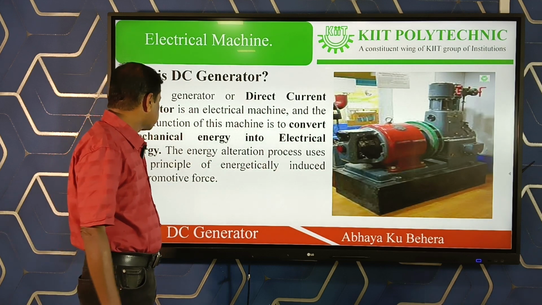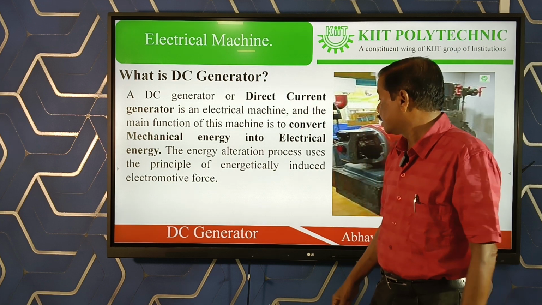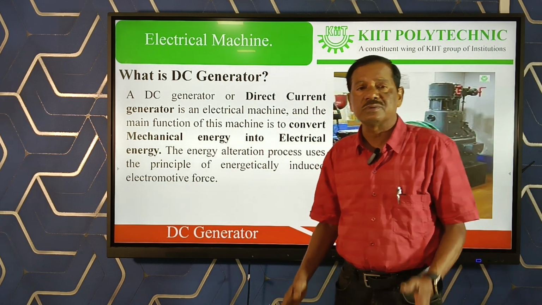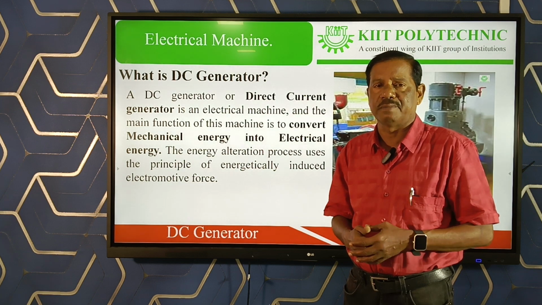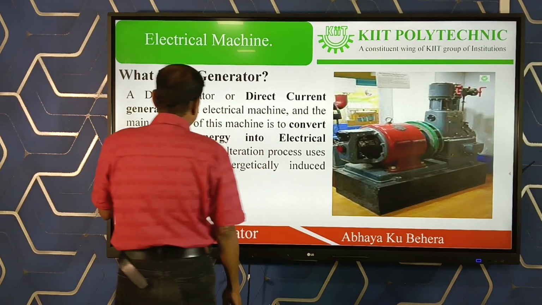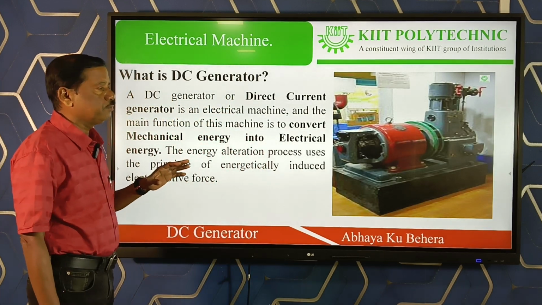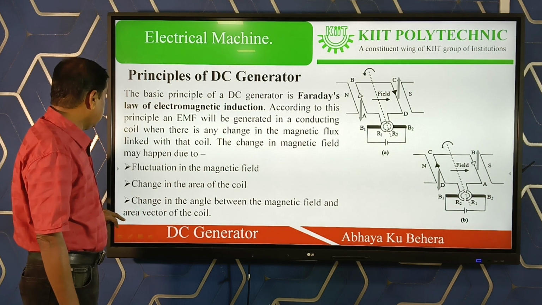The energy conversion process works on the principle of dynamically induced electromotive force. So the principle behind it is EMF, or Faraday's law of electromagnetic induction. This is the major principle, and next let us see the different parts involved in the DC generator.